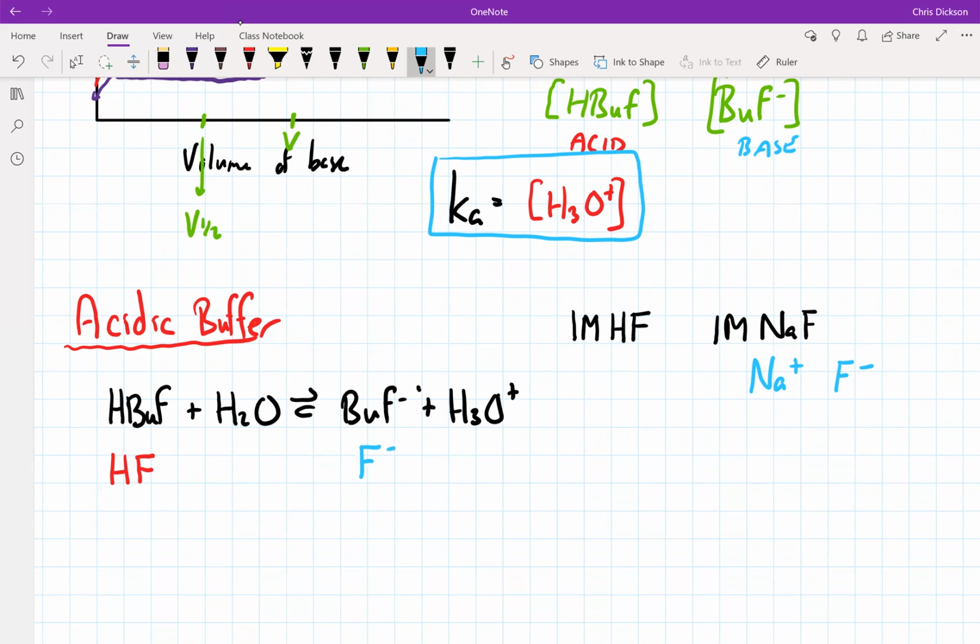And so we can see that a buffer has to have a weak acid and its conjugate base. If it's a weak acid, its conjugate base has to be a weak base. Okay, so let's take a look then. Water is just water, so I'll just put H2O back in the equation.